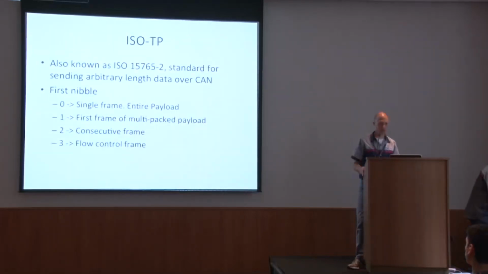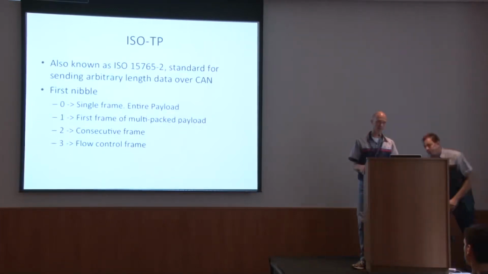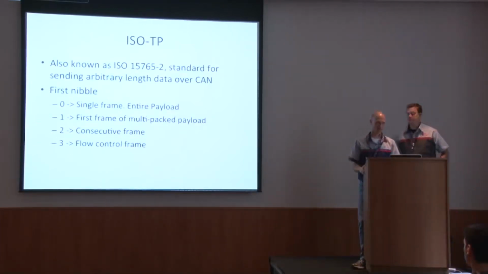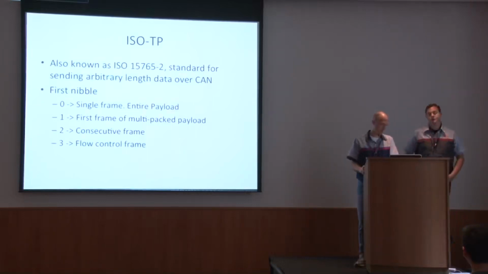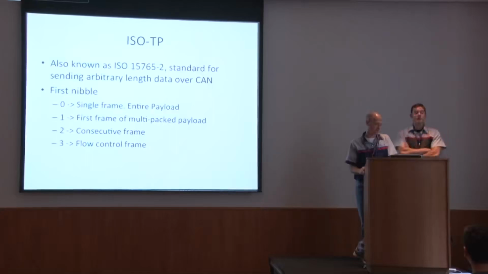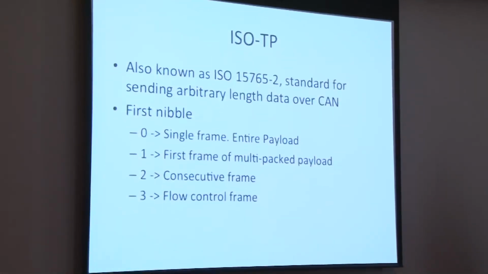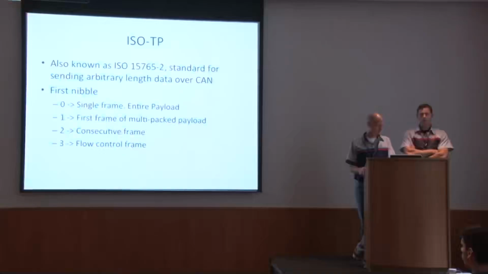Sending 8 bytes of data isn't really going to cut it. So you need to have ways to send more than 8 bytes, even though your underlying protocol is 8 bytes. A standard way to do it, and the way that both of our cars did it, is using something called ISO-TP. It's ISO standard 15765-2. Basically, it's just a way to send more than 8 bytes at a time.